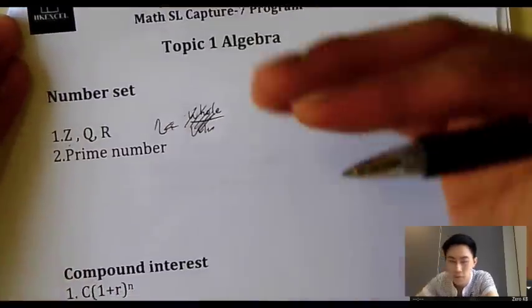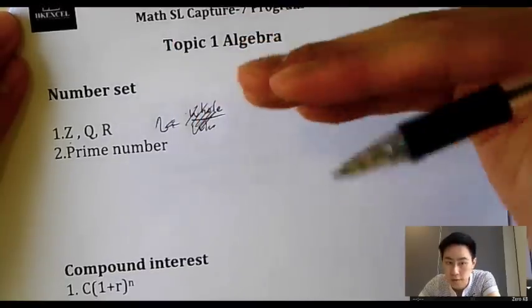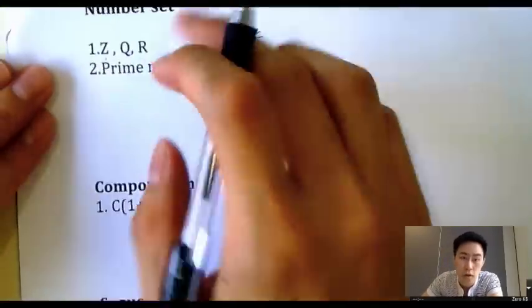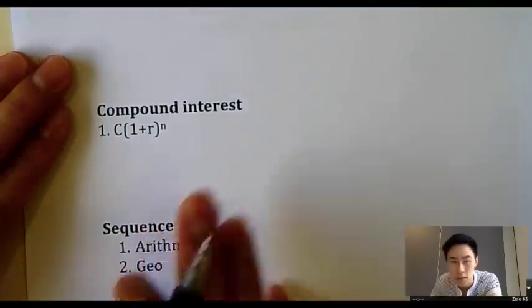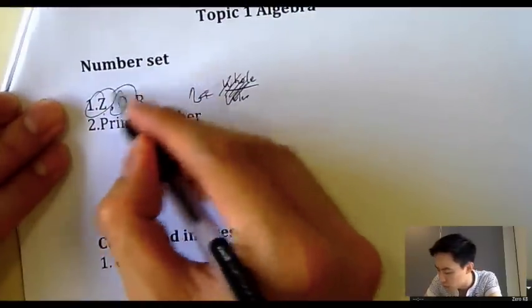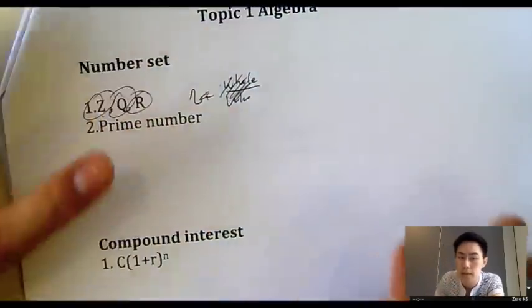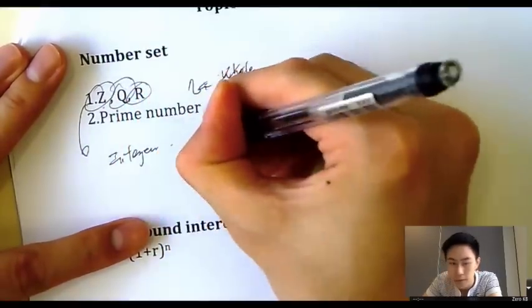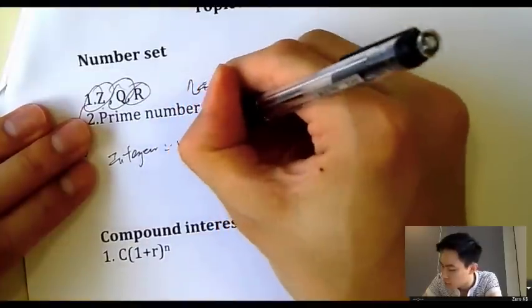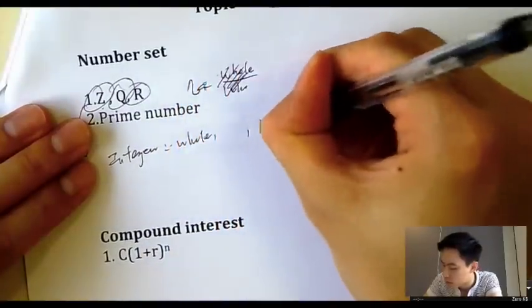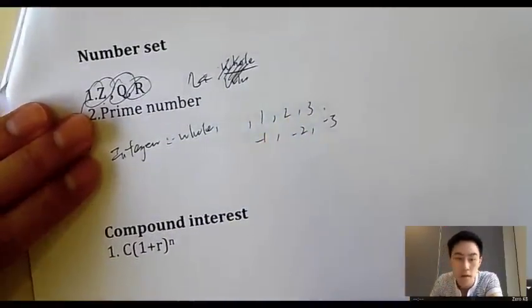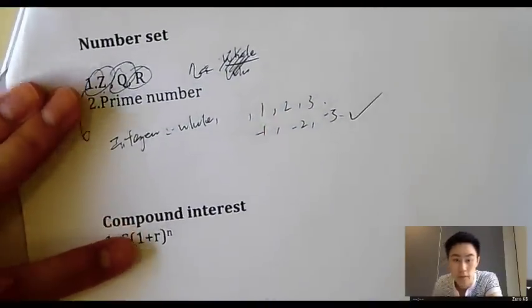We all know that for Math Studies, we have 7 topics. Algebra is the first topic. I think you need to know number sets, compound interest, and sequences. For number sets, you need to understand all the symbols here. What does Z mean? Z means integer. An integer is a whole number, so it can be 1, 2, 3. But can -1, -2, -3 be integers? Obviously yes.